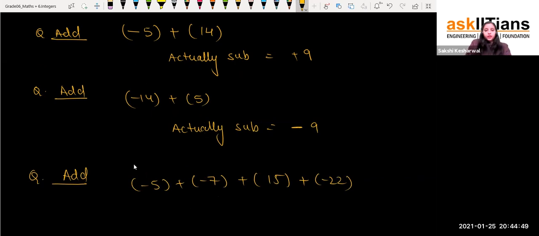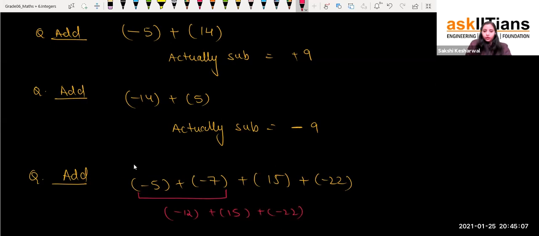See over here, if you observe closely, let's go one by one. First, let's solve these two, right? So it's negative and negative. Both are negative numbers, so you will be adding them. 5 plus 7 will be what? -12, right? -12 plus 15 plus minus 22, right?